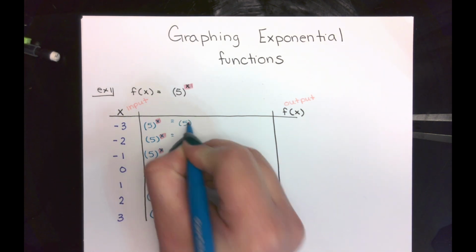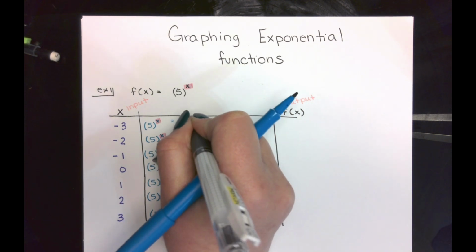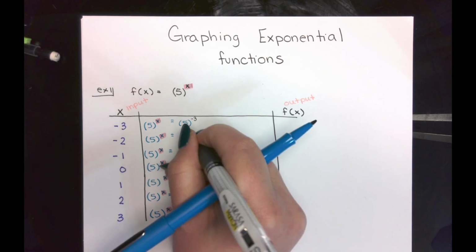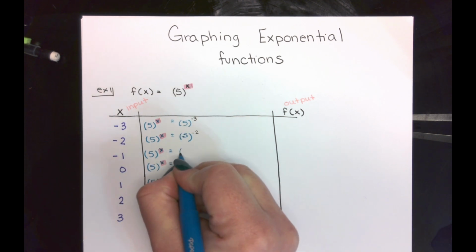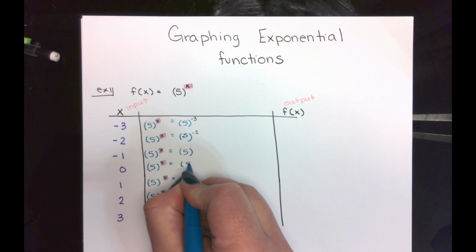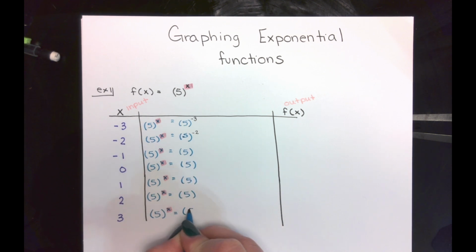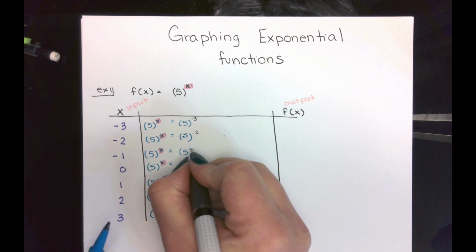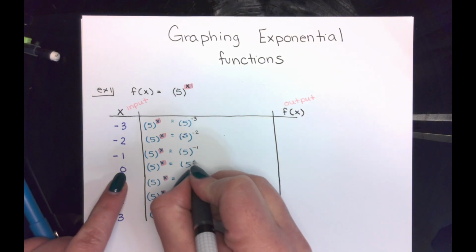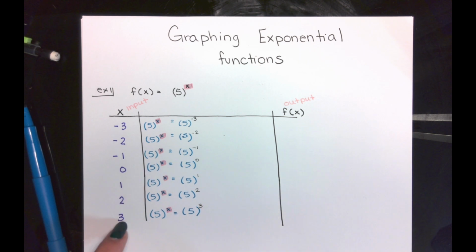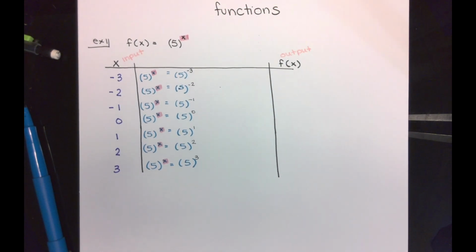So we have 5 to the power of -3, -2, just kidding, 5 to the power of -2, almost messed up there. Then we have 5. I'm just going to write 5 so I don't forget that 5 is my base. And now I'm going to be copying and pasting my exponents, my inputs of -3, -2, -1, 0, etc.